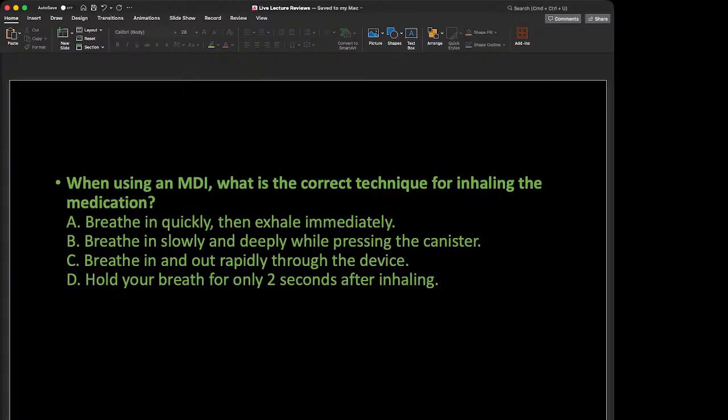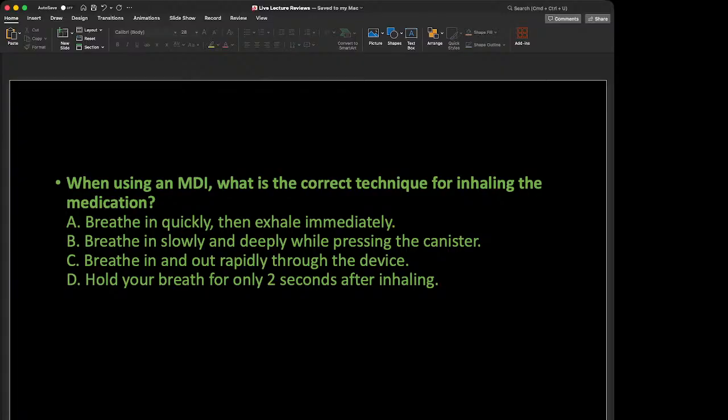It will go over basically all these asthma and COPD devices. The first question is, when using an MDI, what is the correct technique for inhaling the medication? There are four choices. First choice, breathe in quickly, then exhale immediately. Breathe in slowly and deeply while pressing the canister. Breathe in and out rapidly through a device, or hold your breath for only 2 seconds after inhaling.